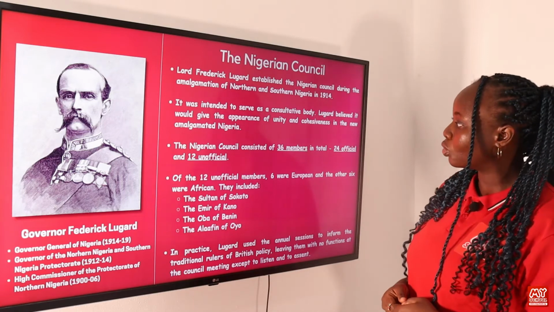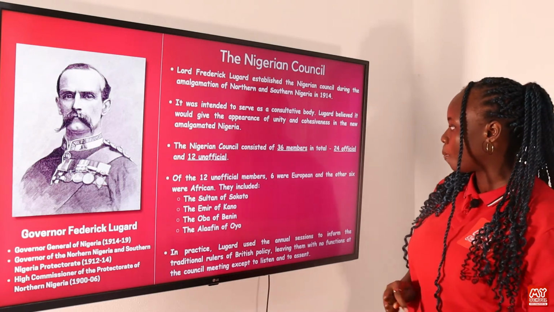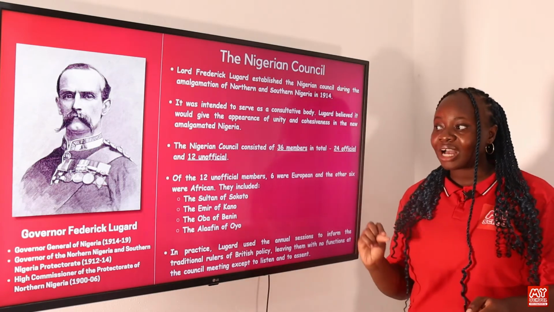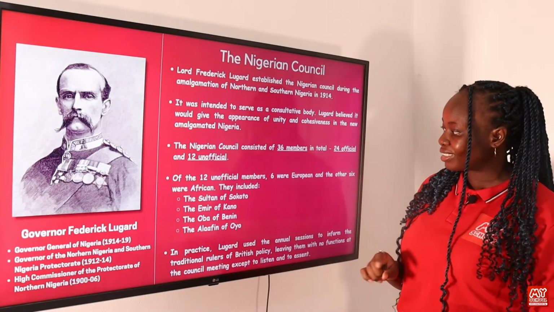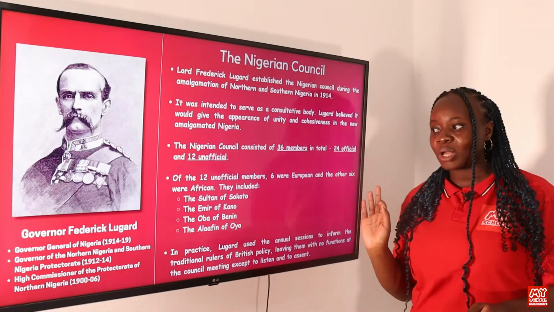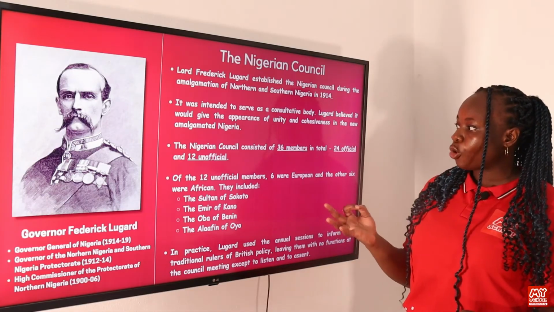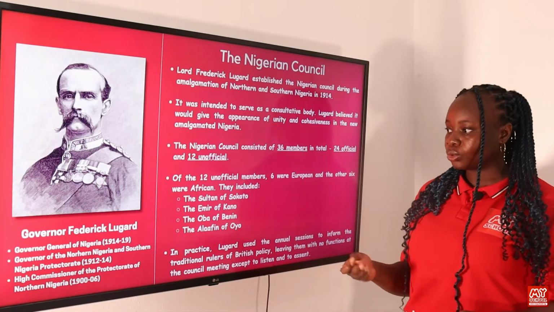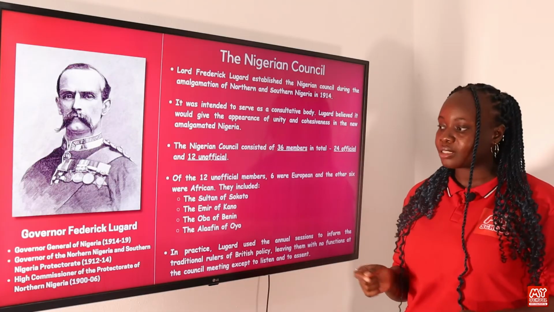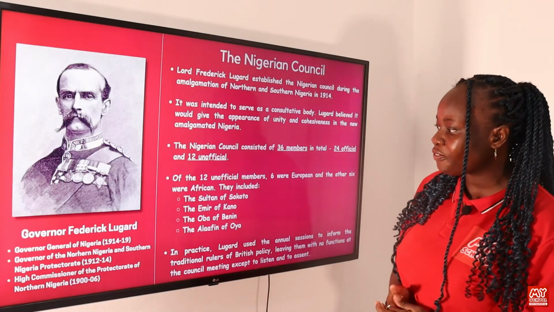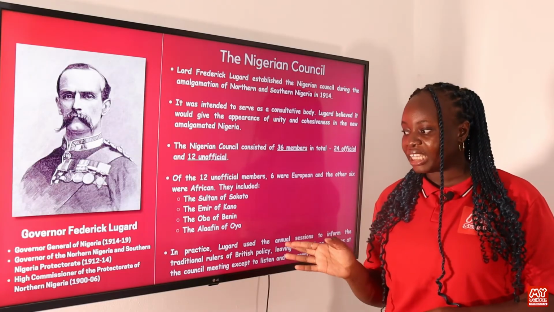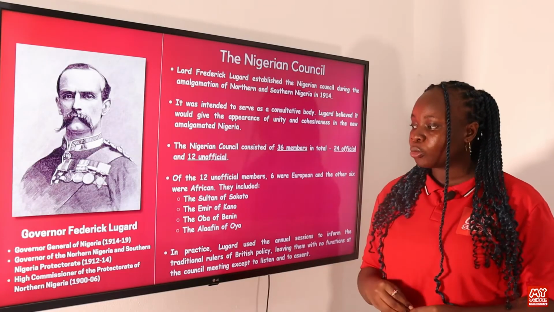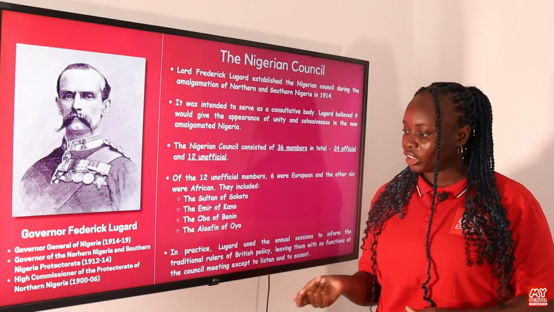So the Nigerian Council consisted of 36 members in total. They had 24 official and 12 unofficial members. Of the 12 unofficial members, 6 were European and the other 6 were Africans. So we can say that of the 36 members in the Nigerian Council, only 6 of them were Africans. The 6 Africans included the Sultan of Sokoto, the Emir of Kano, the Oba of Benin, the Alaafin of Oyo, and some other people representing the eastern region in Nigeria.